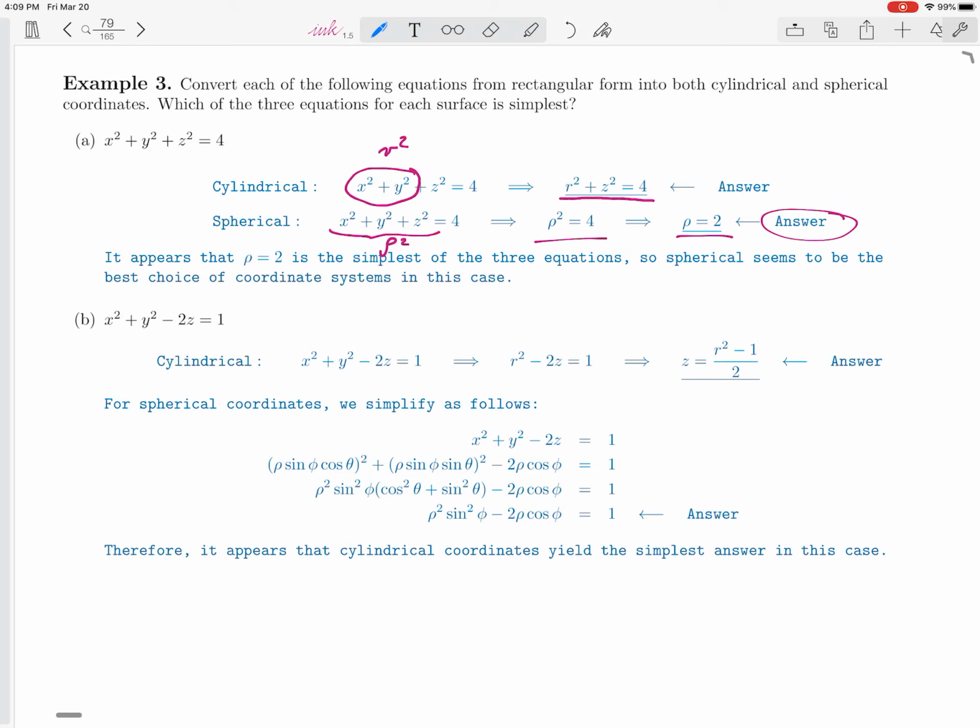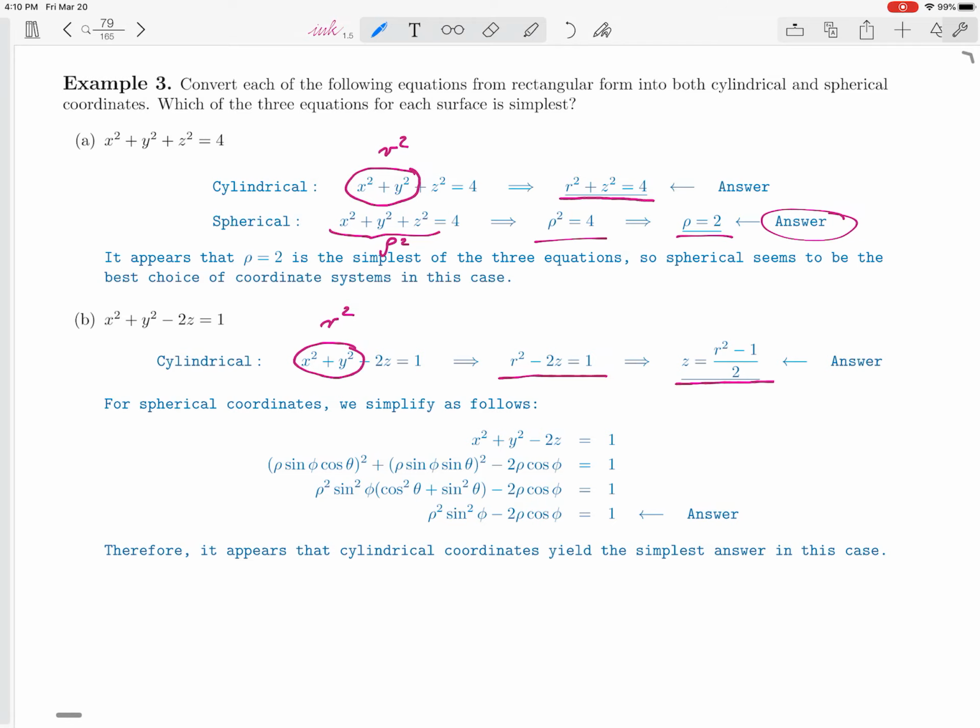In part B, we are looking at x squared plus y squared minus 2z equal to 1. And in cylindrical coordinates, again, we can use the fact that x squared plus y squared is r squared. And so we are getting r squared minus 2z is equal to 1. And solving for z, we can rewrite this as z equals r squared minus 1, over 2. And that's our final answer here.